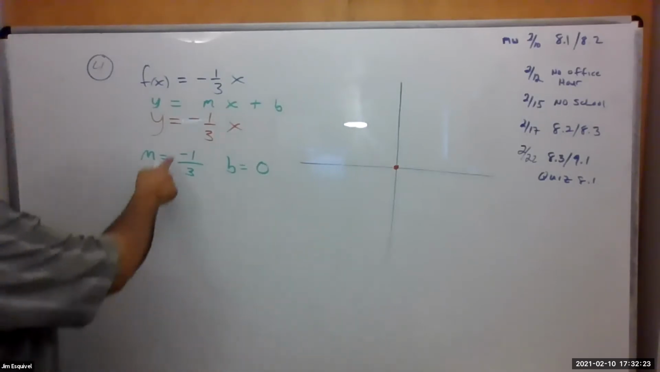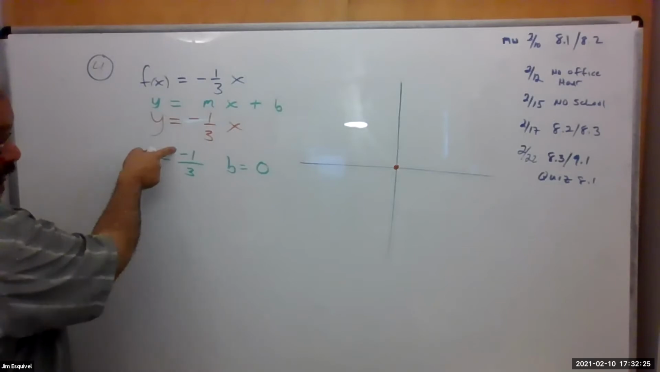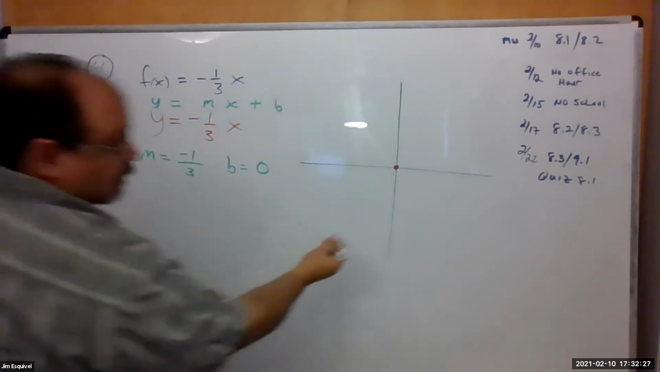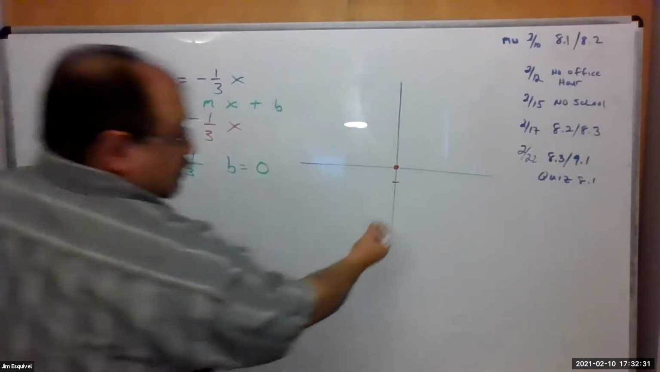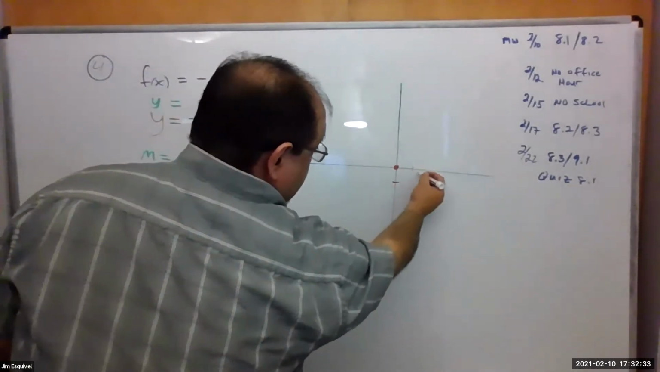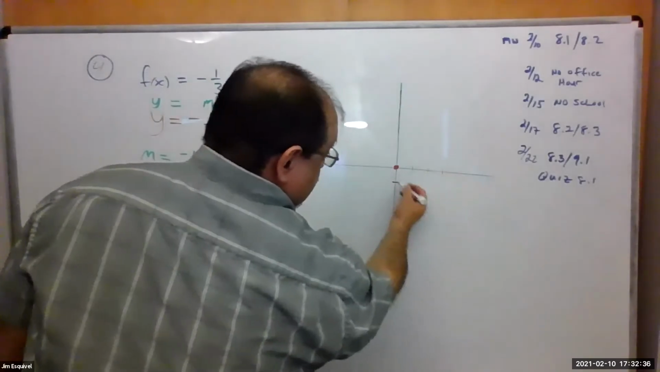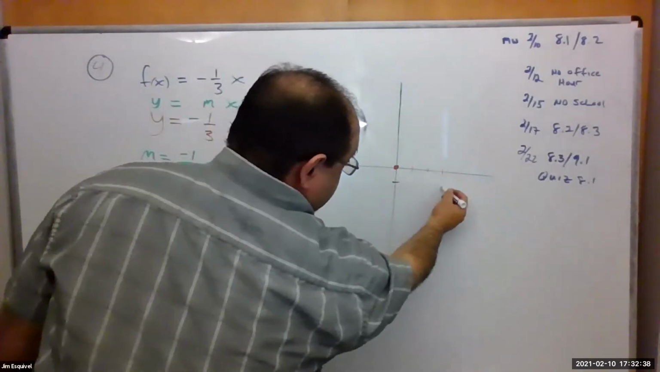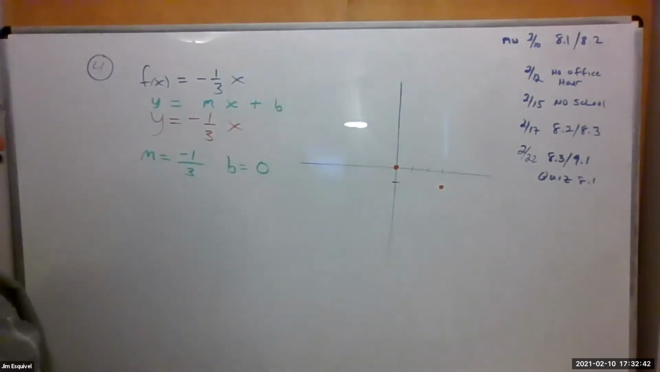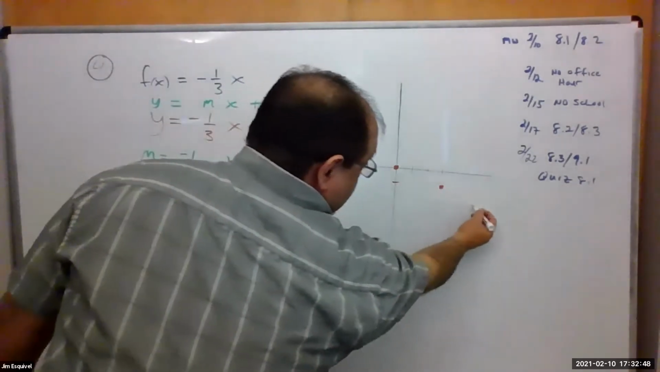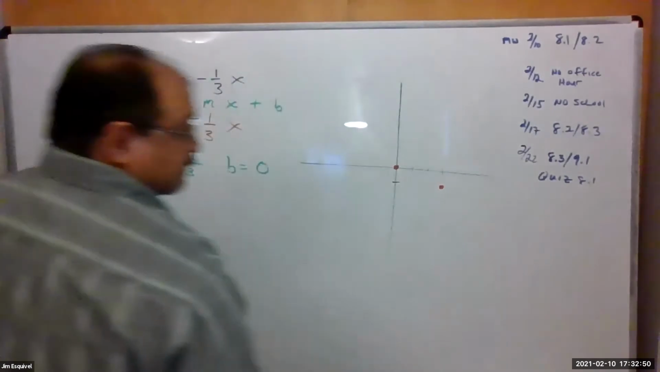Then the slope is -1/3. So the rise is -1, so you're going to go down 1, and the run is +3. So we go down 1, and then we go to the right 3. Down 1 and right 3. There's the next point on the graph. Every point maintains that same slope. You go down 1, right 3, down 1, right 3.